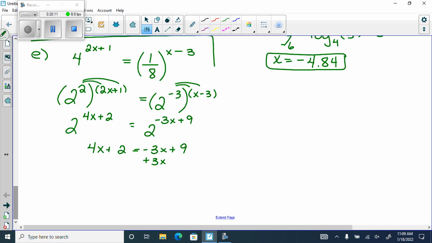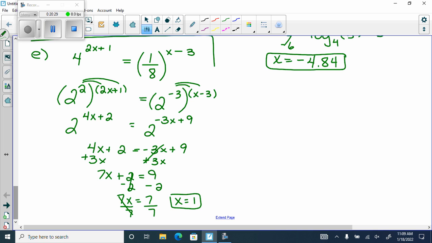So add 3x, and I get 7x plus 2 equals 9. Subtract 2. 7x equals 7. Divide by 7. X equals 1. And then you can plug 1 in to check it, right?